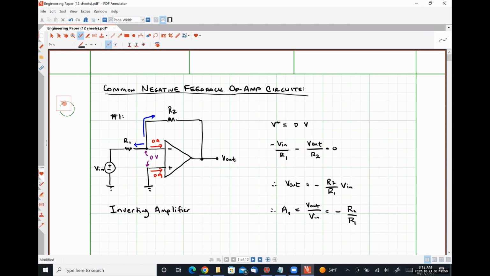The quote unquote drawback from this wide application is that we invert the polarity of our signal, okay? So if we wanted to design an amplifier that boosts our signal by a large amount, we can achieve that by either making R2 much greater than R1 or making R1 much less than R2.